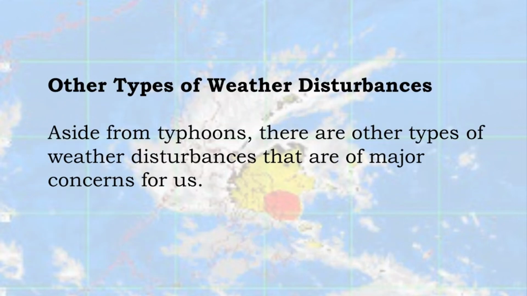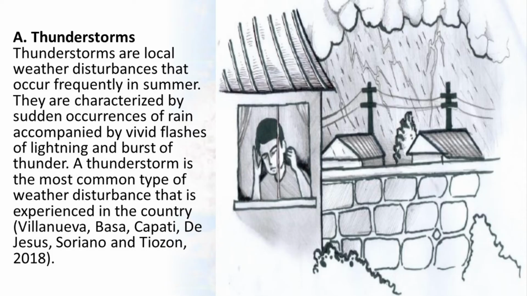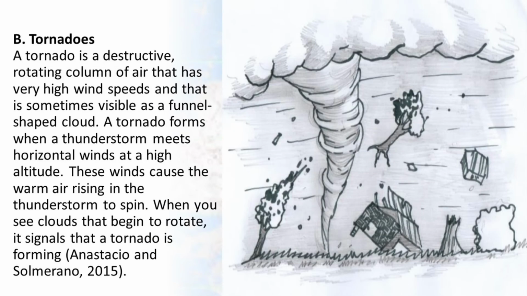Other types of weather disturbances. Aside from typhoons, there are other types of weather disturbances that are of major concern for us. Thunderstorms. Thunderstorms are local weather disturbances that occur frequently in summer. They are characterized by sudden occurrences of rain accompanied by vivid flashes of lightning and bursts of thunder. A thunderstorm is the most common type of weather disturbance that is experienced in the country. Tornadoes.